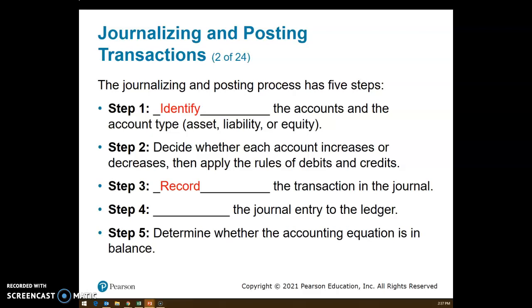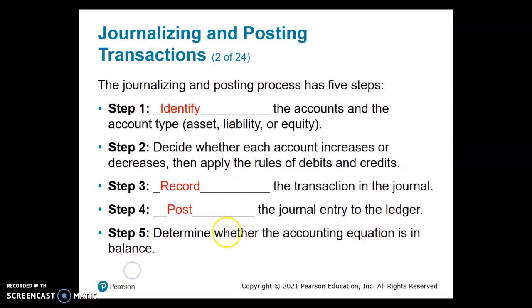Step 4 is going to be posting. Post the journal entry to the ledger. To post just means to copy the information from the journal to the general ledger. And remember, for the general ledger, we use a T account to represent it. And step 5, determine whether the accounting equation is still in balance, which is assets equals liabilities plus equity.